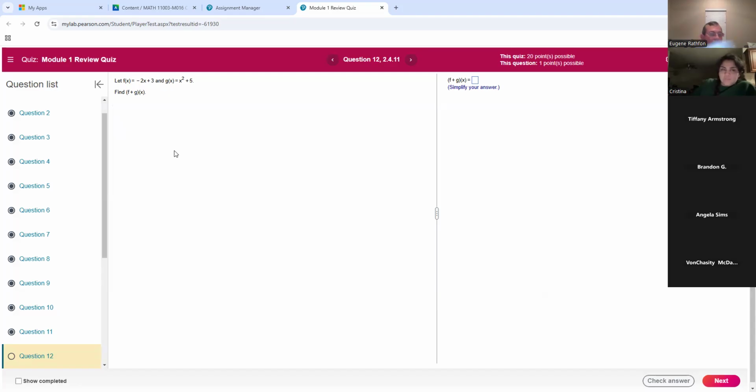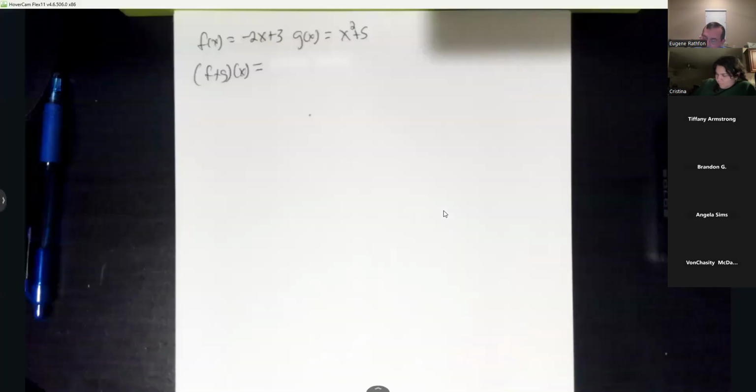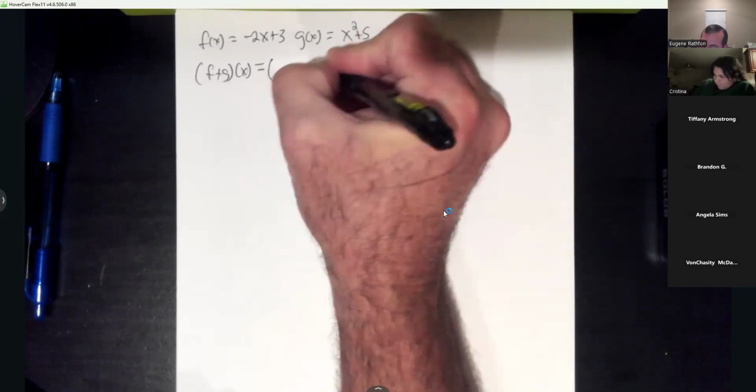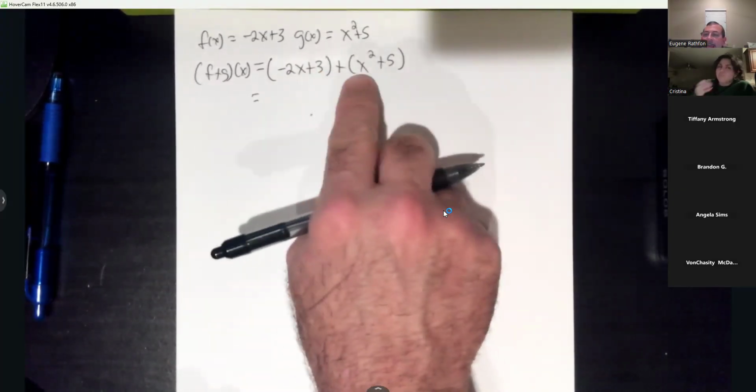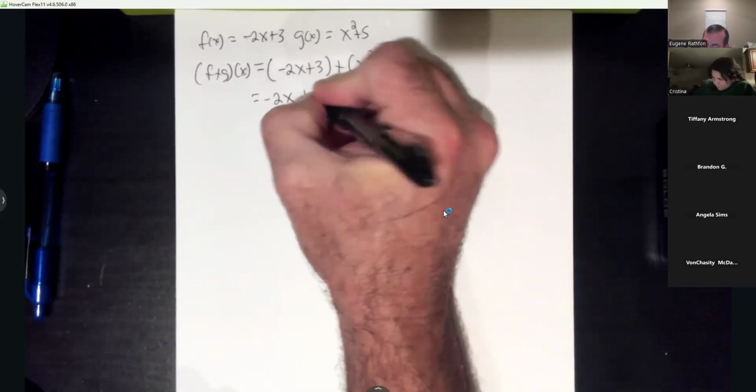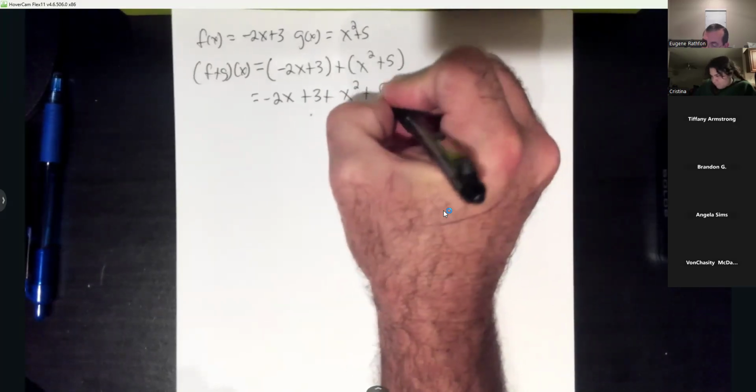All righty, y'all. So let me write this one down. They want f of x equals negative 2x plus 3. G of x equals x squared plus 5. We're going to find f plus g of x. Now, we can't get a single answer on this because we don't have numbers for those x's, okay? So the only thing we can do is simplify this one. So y'all, f plus g of x will equal f, which is negative 2x plus 3, plus g, which is x squared plus 5. All right, y'all, when you're adding, you can drop parentheses and bring everything out. Negative 2x plus 3 plus my x squared plus 5.